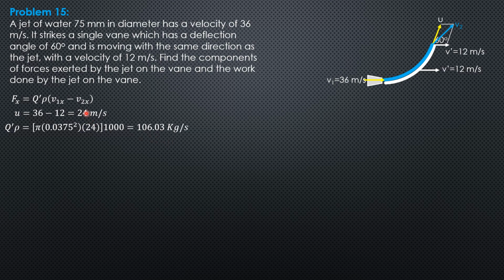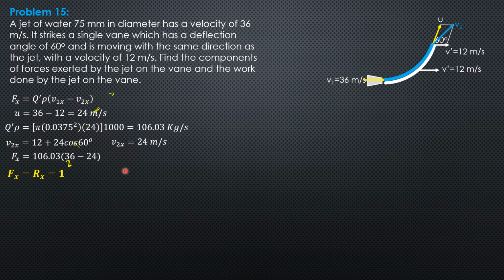Now let's compute V2x. From the figure, V2x is this horizontal component of V2, which consists of 12 meters per second plus, because this is u and the angle here is 60 degrees, plus u cosine of 60. So V2x is 12 plus 24 cosine of 60, which is 24 meters per second. So substitute in this formula: Fx equals 106.03 quantity 36 minus 24.